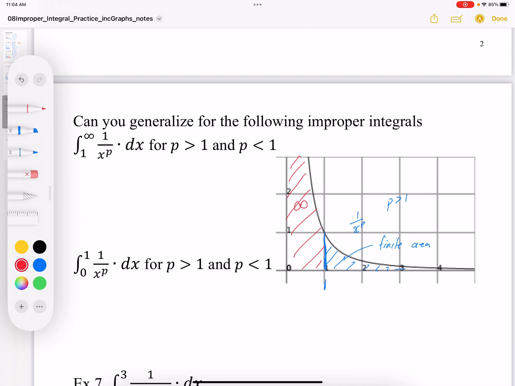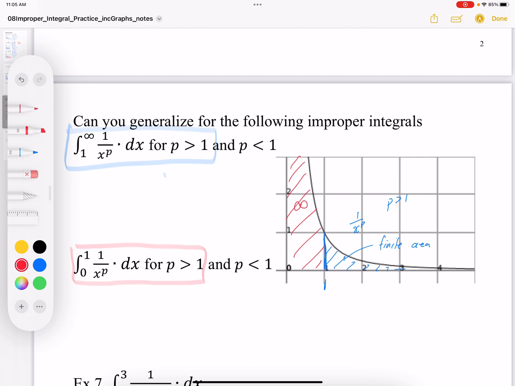And now the reverse is true when the power is less than 1. Maybe I'll just summarize this here. The part that we've shaded in blue is for this case, for powers greater than 1. For when the power is greater than 1, from 1 to infinity, we're going to have this finite area in blue. And we're going to have that red area there, which is infinite. So from 0 to 1, that area is going to be infinite. So there's this kind of opposite relationship here.